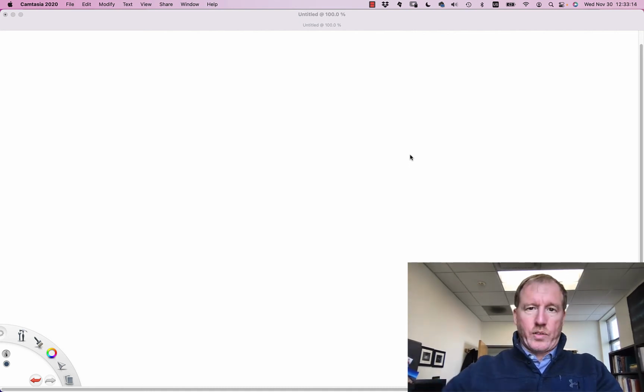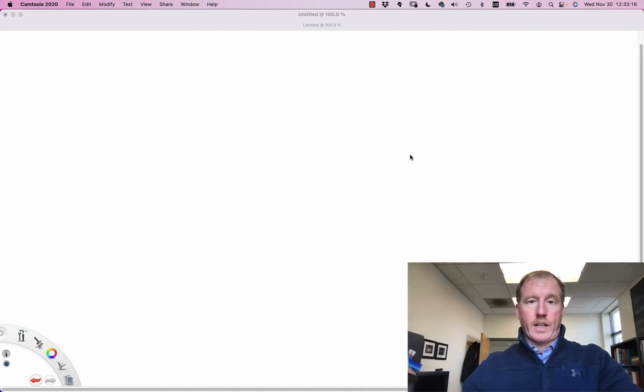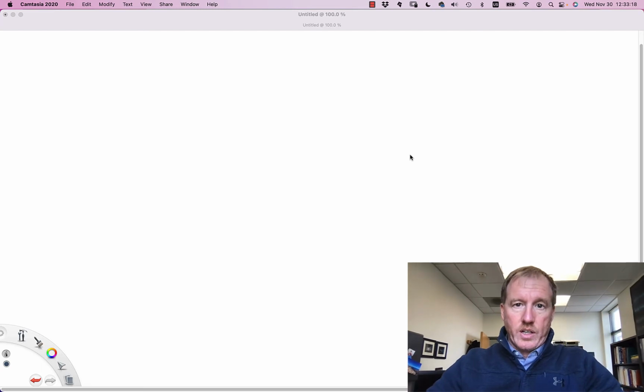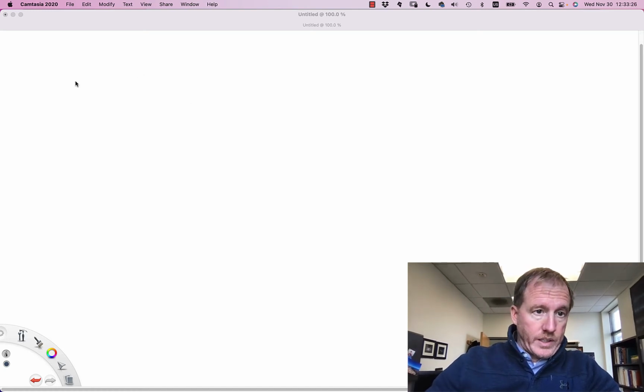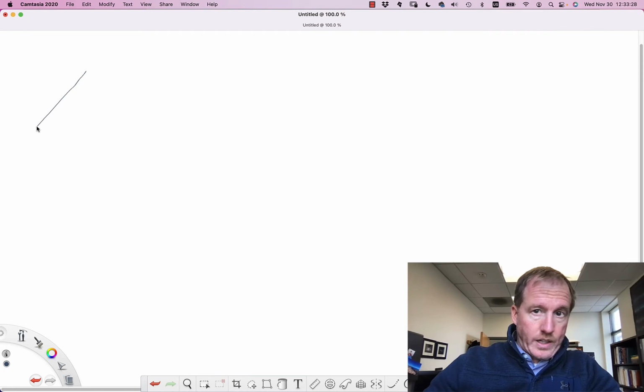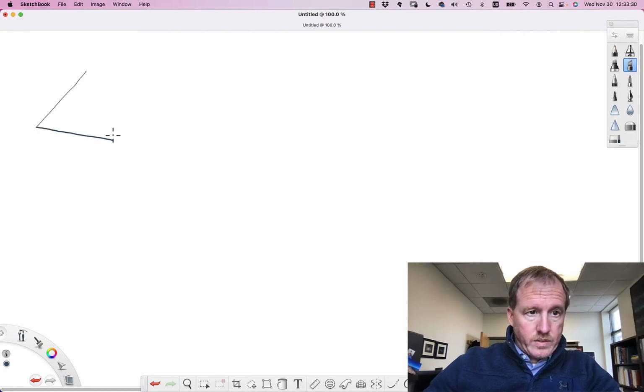Hello AP Physics folks. Today I'm going to explain how to find the rotational inertia of a system of three masses that are located on the corners of an equilateral triangle. If I remember the problem correctly, we had an equilateral triangle. I'll sketch this out here like this, and we had three masses.